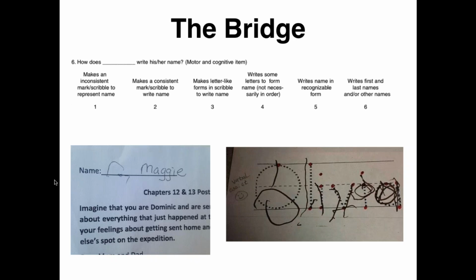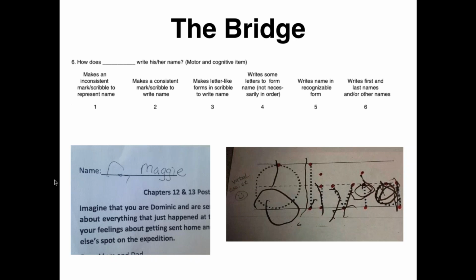For some of our kids, depending on their motor abilities, they may never be able to write their full name in recognizable form. They may never be able to write their first name and last name together in any kind of recognizable form. And that's really okay, because to me, when I think about what matters about this scale on the bridge in terms of how does the student write their name, the real question is how are they cognitively able to represent their name? And can we develop that cognitive understanding of what it means?